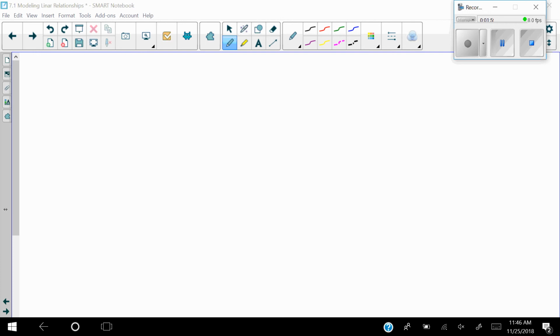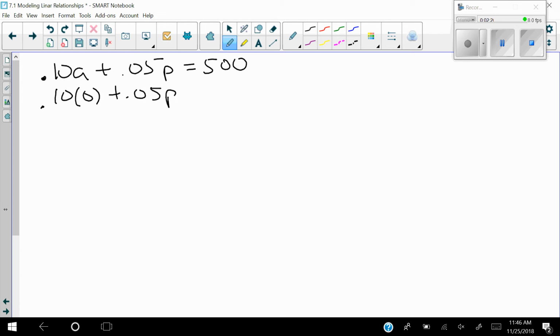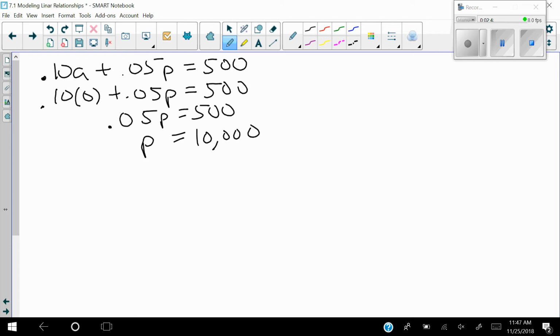So I'm going to start with my equation, which is 0.10 times my aluminum cans plus 0.05 times my plastic bottles is equal to 500. I'm going to plug in 0 for aluminum cans at first here. That's going to give me 0.05p is equal to 500. Then I'm going to divide by 0.05, and that's going to get me 10,000. So when I have 0 aluminum cans, I need to collect 10,000 plastic bottles.